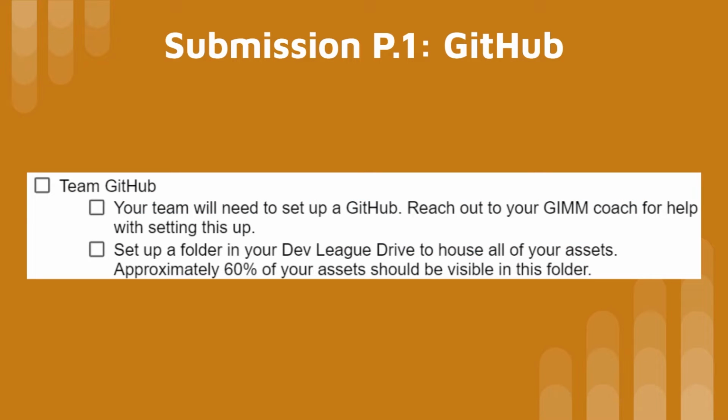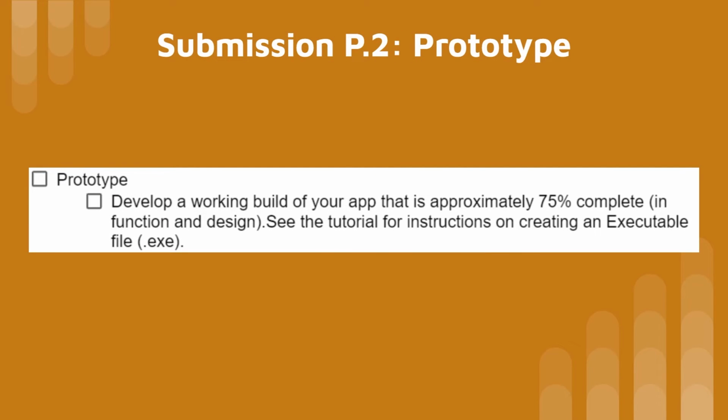So to go over the submission guidelines that were on that rubric yet again, there is first going to be the GitHub. So your team needs to set up a GitHub, and you'll reach out to us for help with that so that we can have access to it. And then you will also, in addition to this, so that you can showcase your assets, set up a folder in your DevLeague drive to house all of your assets that you've completed thus far, and that'll be approximately 60%. So this will be image files, videos if you have an animation, and just everything that you've completed so far on the visual side of things. This will be part 2 of our submission.